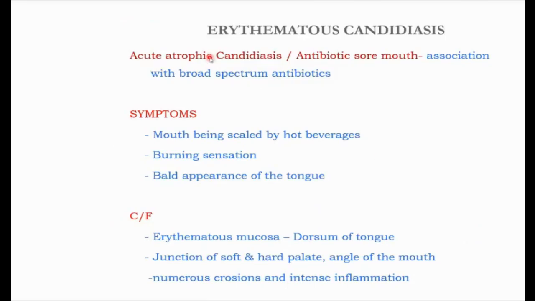The next type is the acute atrophic candidiasis. The name which I want you to remember as a synonym is the antibiotic sore mouth. That will help you understand why this lesion is caused, and also from the exam point of view it is important for you. Because this is associated with taking broad spectrum antibiotics, this is something you should know. Tetracycline is one of the broad spectrum antibiotics. Erythromycin. So these are two very commonly prescribed broad spectrum antibiotics, erythromycin and tetracycline, you must remember.